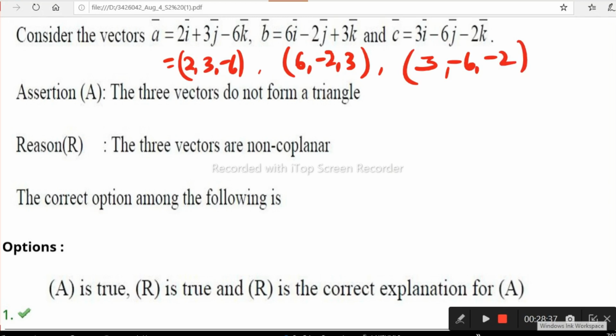అసర్షన్ ఏమి ఇచ్చాడు? The three vectors do not form a triangle. 3 vectors triangle ఫామ్ చేయలేదు అంటే అవి నాన్ కోప్లానర్ వెక్టర్స్ అయి ఉండాలి. కోప్లానర్ వెక్టర్స్ కెన్ ఫార్మ్ ఏ ట్రయాంగిల్. నాన్ కోప్లానర్ వెక్టర్స్ అవుతాయో లేదో చూద్దాం. అంటే నాన్ కోప్లానర్ అంటే ఏంటి? బాక్స్ ABC చెక్ చేయాలి. బాక్స్ ABC 0 అయితే కోప్లానర్ వెక్టర్స్, బాక్స్ ABC నాట్ ఈక్వల్ 0 అయితే నాన్ కోప్లానర్ వెక్టర్స్. ఇప్పుడు బాక్స్ ABC చెక్ చేద్దాం.